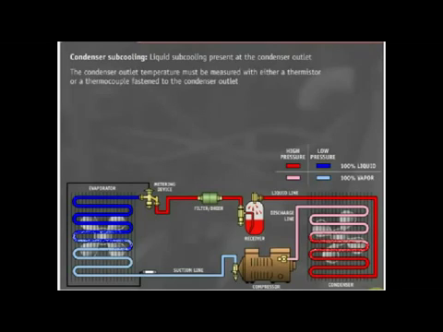The condenser outlet temperature must be measured with either a thermistor or a thermocouple fastened to the condenser outlet. The saturated temperature may be acquired by reading the condenser pressure on the condenser outlet with a gauge, then using a pressure-temperature chart to find the saturated temperature of the refrigerant. If pressure drops exist in the system, the pressure must be measured where the temperature was taken to obtain an accurate liquid subcooling amount.